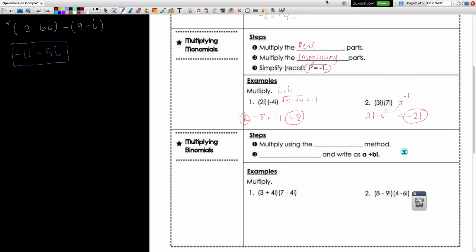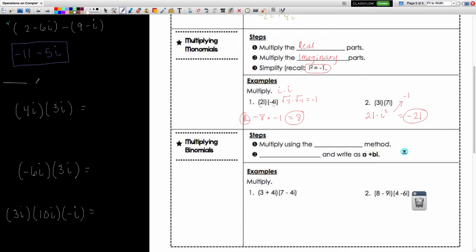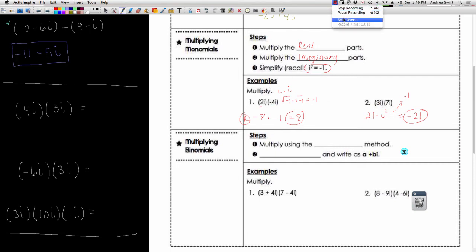I'm going to come back with some more for you to work on, and then we'll pause it and you can work on them. Let's take a look at these three right here: 4i times 3i, negative 6i times 3i, and 3i times 10i times negative i. So be really careful with this one. Go ahead and pause it and then see what you come up with.